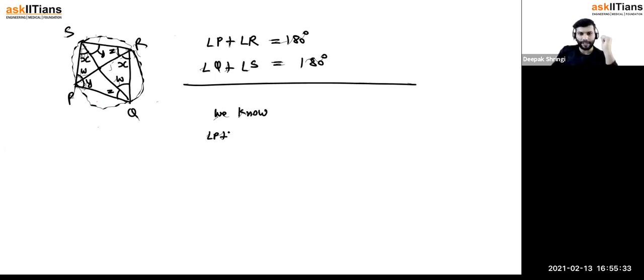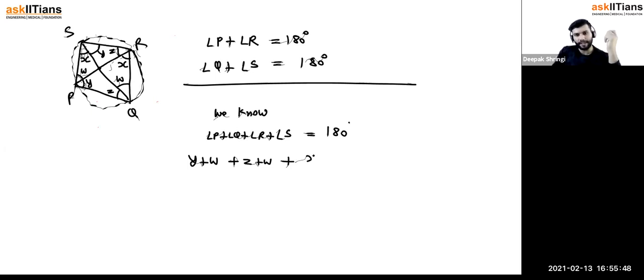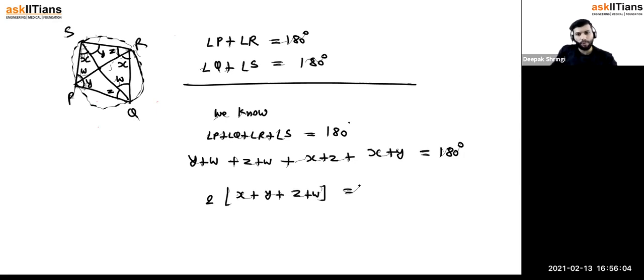So angle P plus angle Q plus angle R plus angle S is going to be 360 degrees, right? P is what? P is Y plus W. What is Q? Q is Z plus W. What is R, guys? R is X plus Z. And what is S? S is, by the way, X plus Y, right? Sum of all of them is 360, right, guys? So basically what we are getting is 2 times (X plus Y plus Z plus W), and that is what? 360.